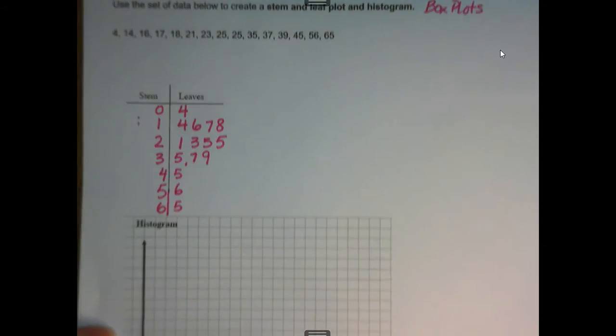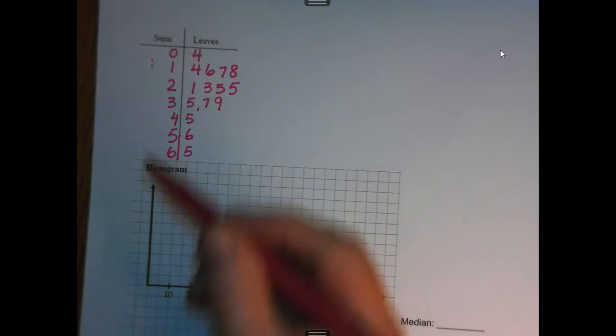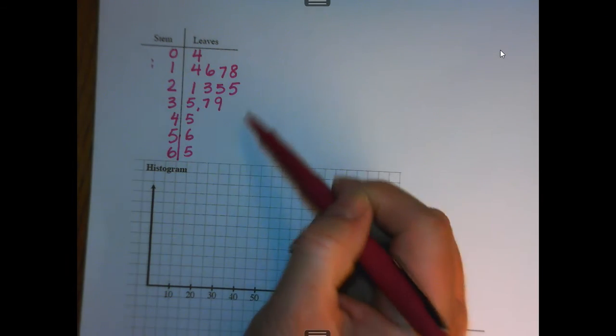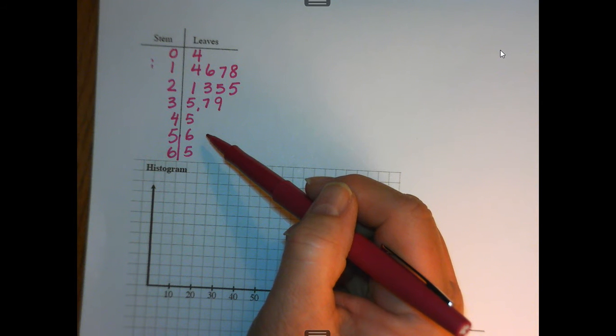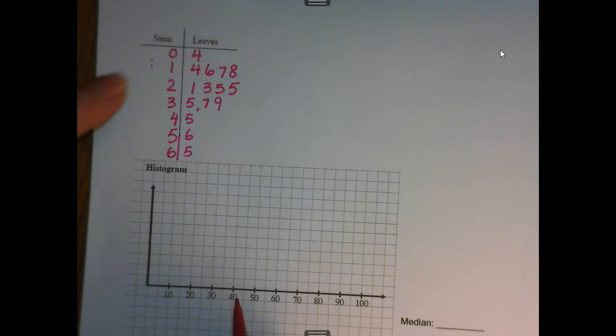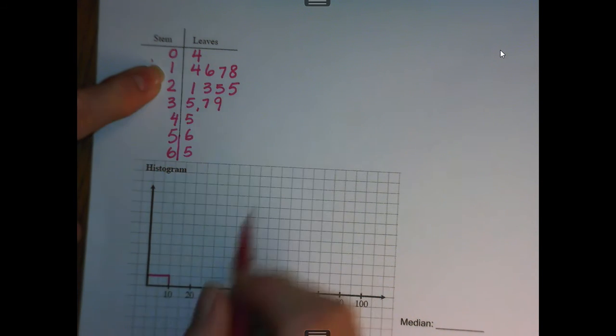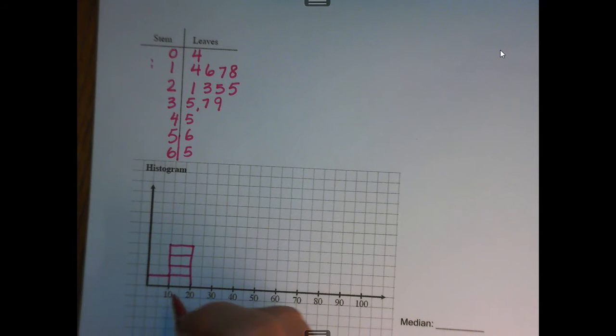And as we move into making our histogram for this data, again, if we have taken the time and have this done correctly, we can use our data from our stem and leaf plot to make our histogram. We have one piece of data that is between 0 and 10. We have 1, 2, 3, 4 pieces of data that are between 10 and up to 20.